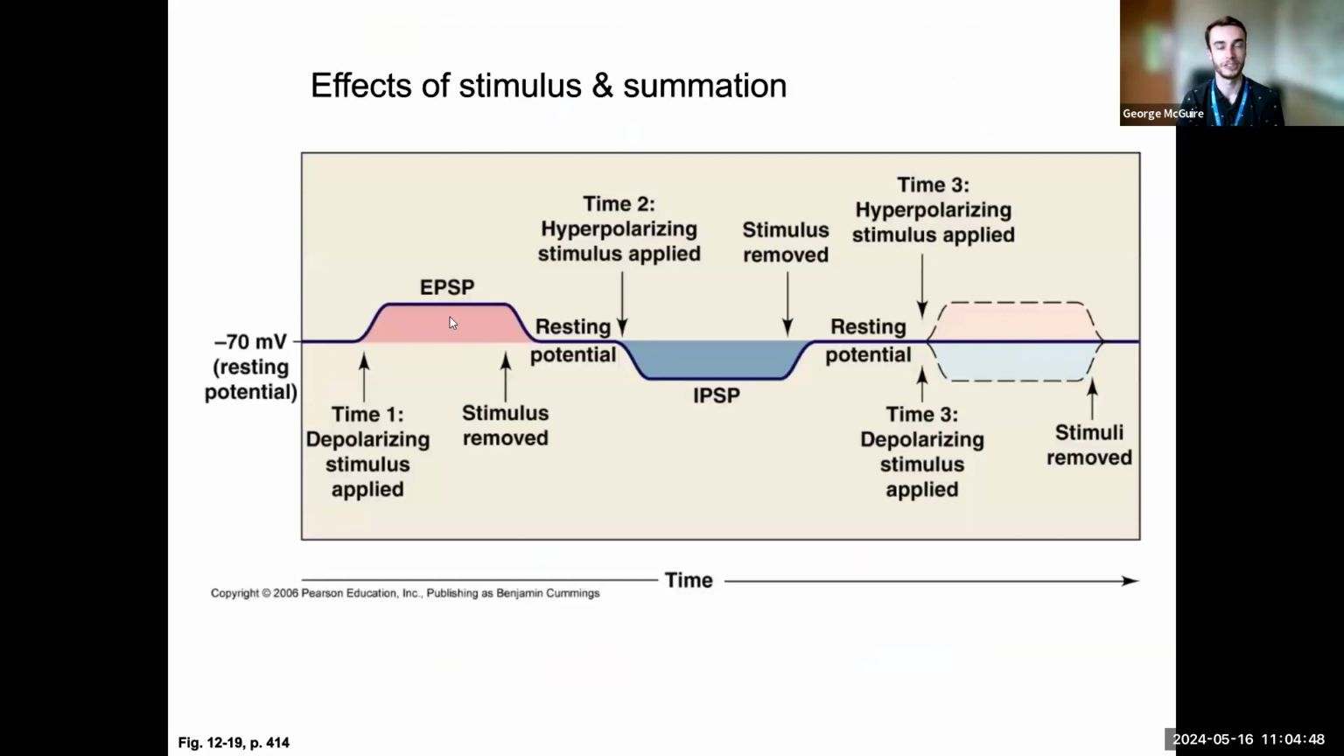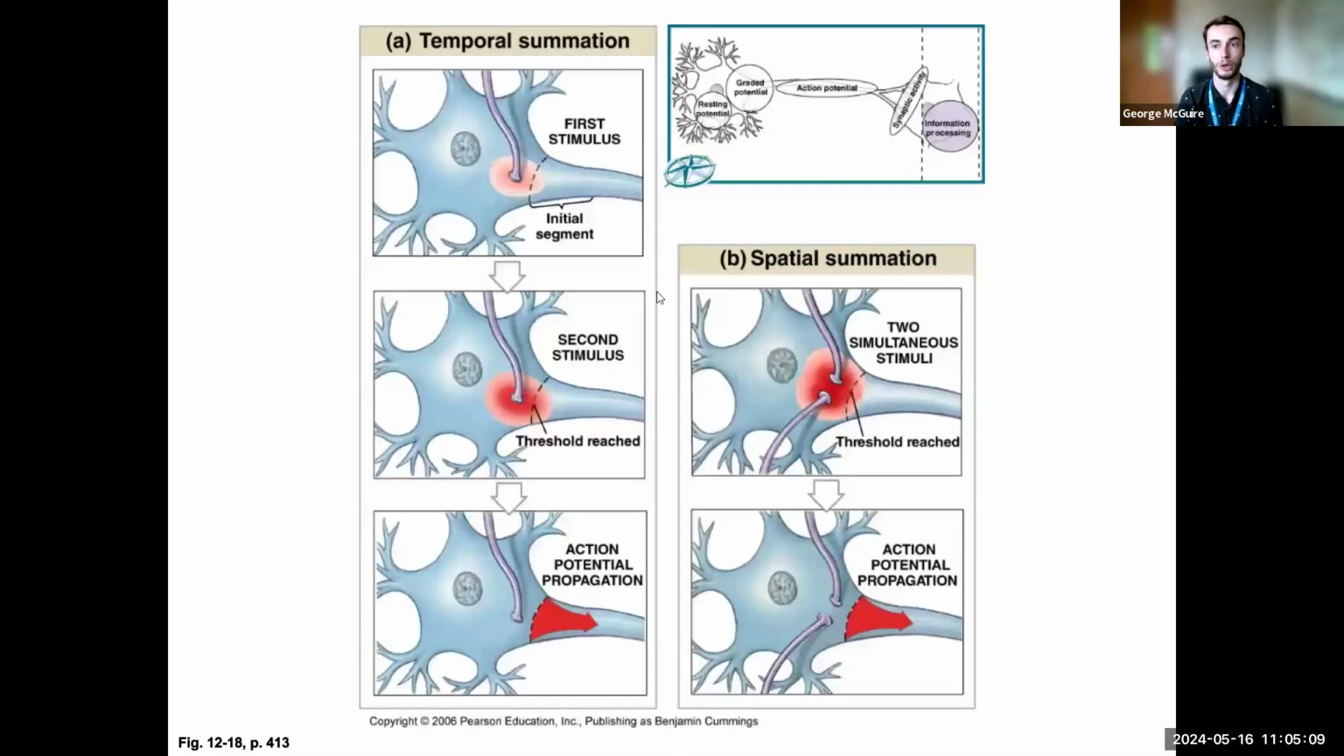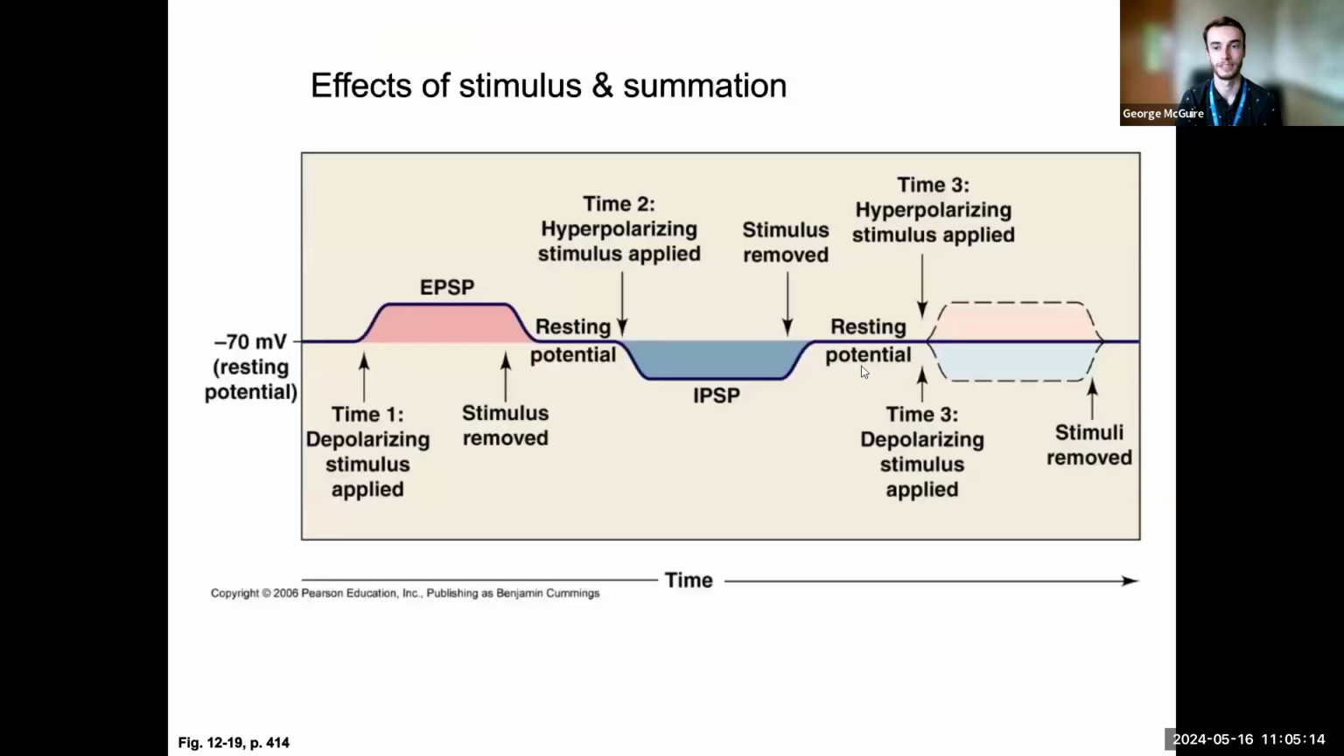And so if you have an excitatory postsynaptic potential with an inhibitory postsynaptic potential, together those are going to cancel each other out, keeping them at resting potential. That's basically what's being shown here. EPSP is excitatory postsynaptic potential. IPSP is inhibitory postsynaptic potential. Postsynaptic referring to the synapse of the previous neuron. Anyways, excitatory signals and inhibitory signals are going to summate, combine, to determine the overall effect of that graded potential.